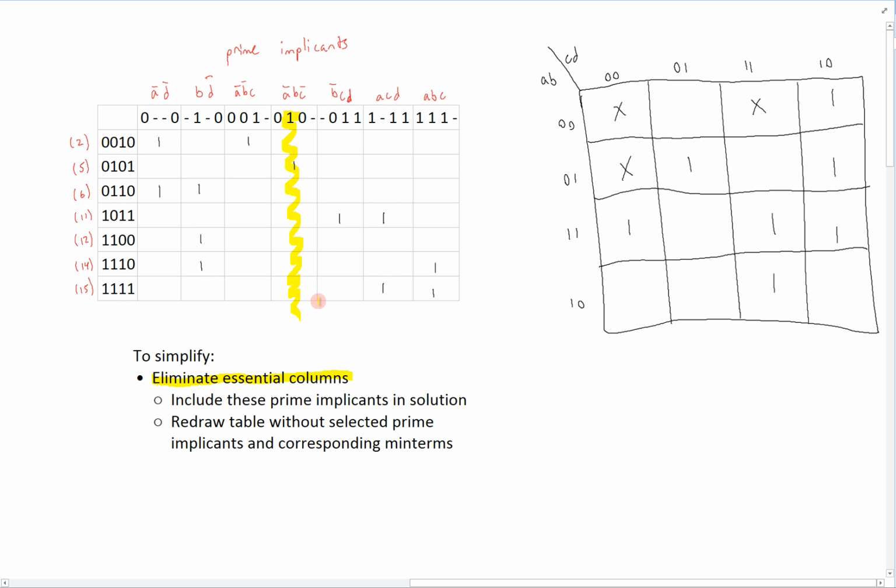And there is another essential column here, which is the second one, because this row has only 1, 1, and it's in this column.